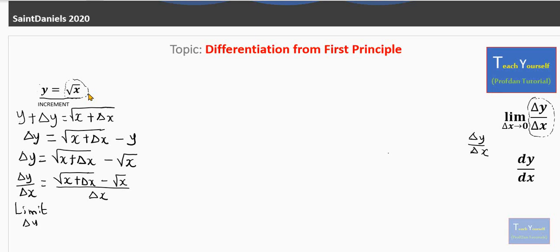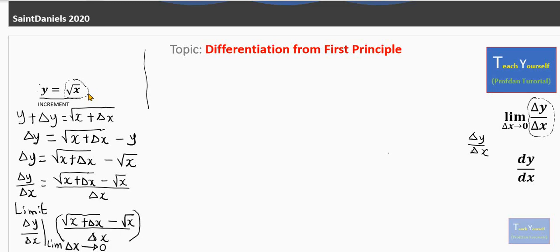So you need to limit this increments in y to increments in x. So we have increments in y to that of x as we limit, as the increments in x tends to 0. So our interest is on the whole of the right hand side, root of x plus increments in x minus root of x over increments in x. Okay, so whenever you are doing limits, certain principles need to be applied.